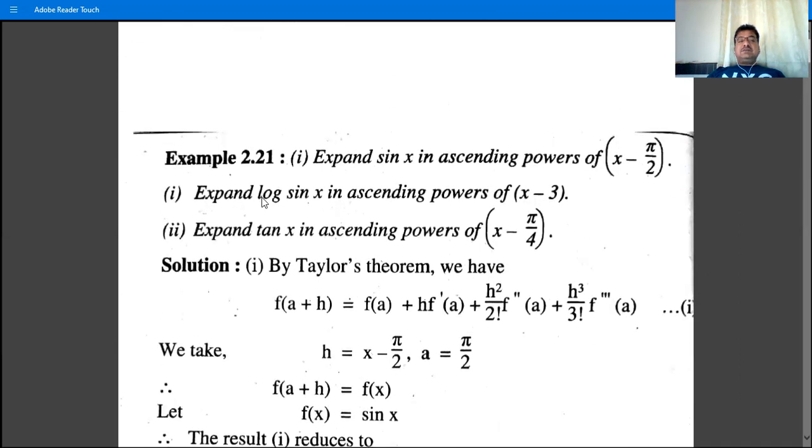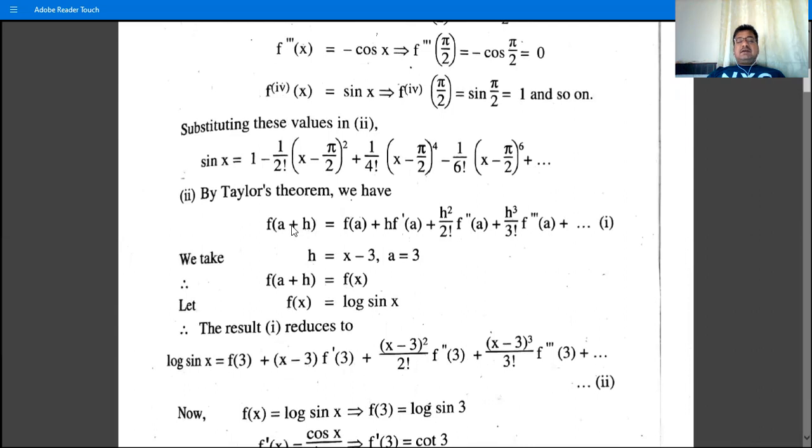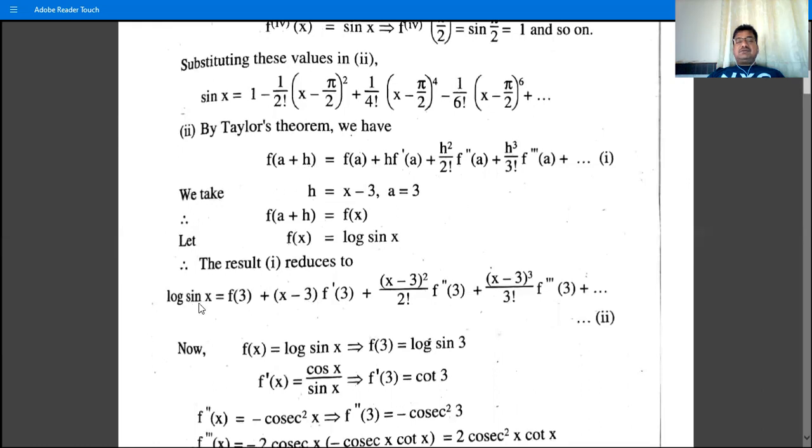Next example is expand log sin x in the ascending power of x minus 3. So write Taylor's theorem: f of a plus h is f of a plus h f dash a plus h square by 2 factorial f double dash a plus h cube by 3 factorial f triple dash a and so on. H is now x minus 3. So if you compare h is equal to x minus a, then a becomes 3. F of x is log sin x. And then this equation reduces to log sin x. F of a means f of 3. H is x minus 3.